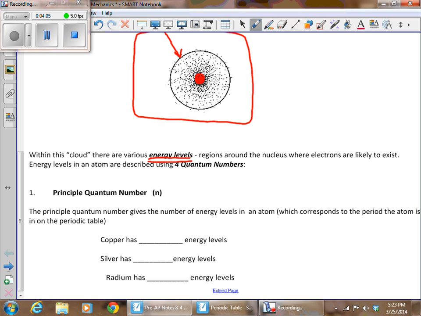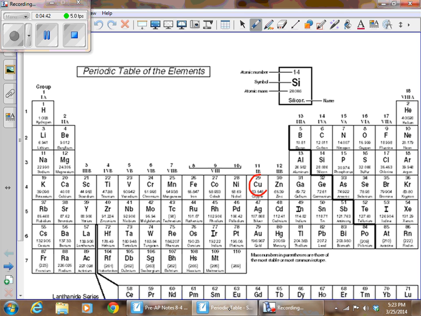Now, the first piece of information that we need about the atom is which energy level the electron is located in. And the principal quantum number gives us this. The principal quantum number gives us the number of energy levels in the atom and corresponds to the period the atom is in on the periodic table. If you look at the periodic table, we can figure out very easily how many energy levels copper, silver, and radium have. As we look at the periodic table, we can see that copper here is located in period 4. That tells us that copper has 4 energy levels of electrons, and that its outside electron is located in that energy level.